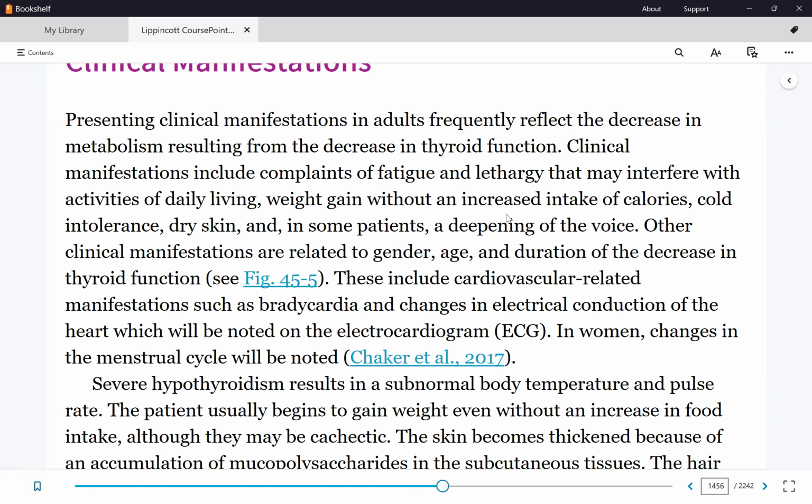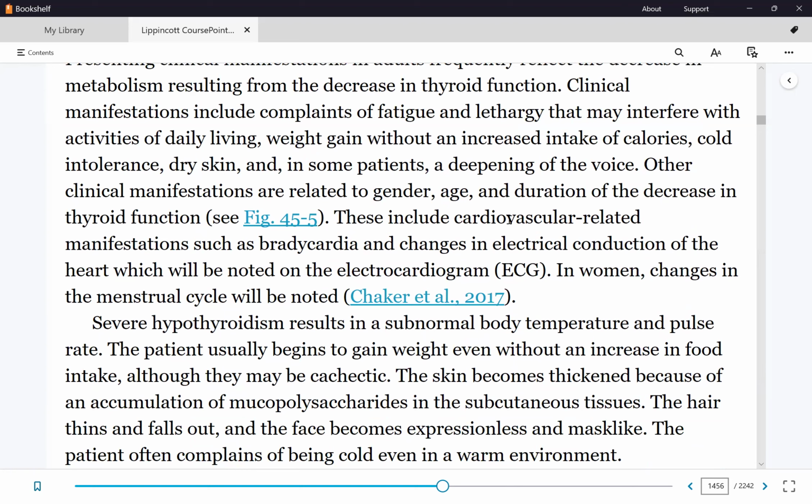Yes. So it's not true that you will only see goiter. Goiter is the enlargement of the thyroid gland. It's not true that you will only see that in hyperthyroidism. It can also be seen in hypothyroidism, in Hashimoto's disease. Okay.